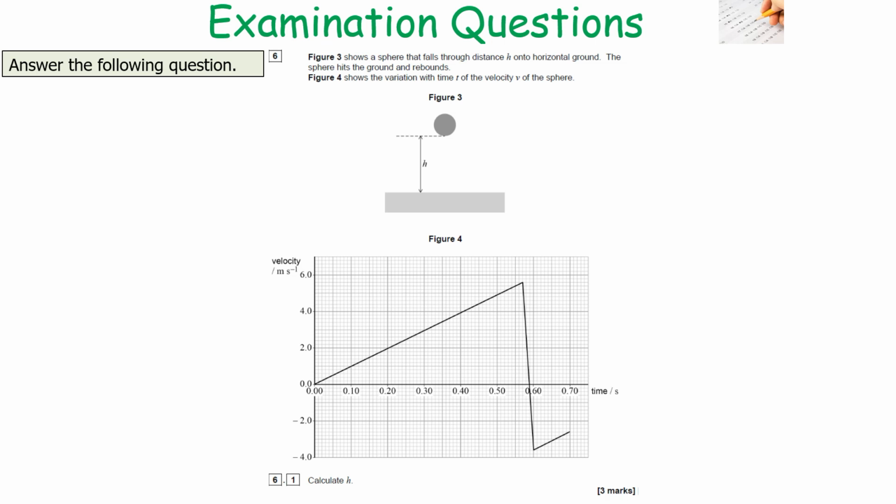The next question shows figure 3, which shows a sphere that falls through a distance h on the horizontal ground. The sphere hits the ground and rebounds.